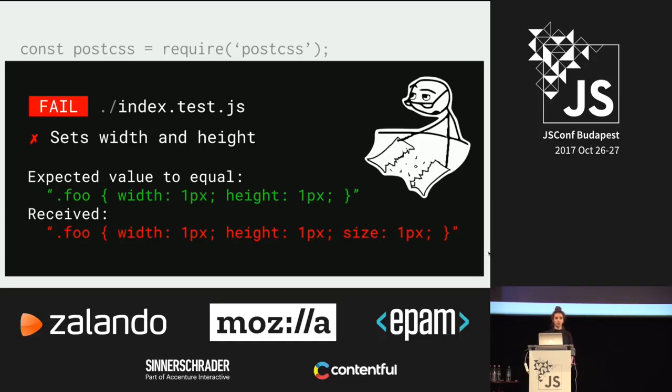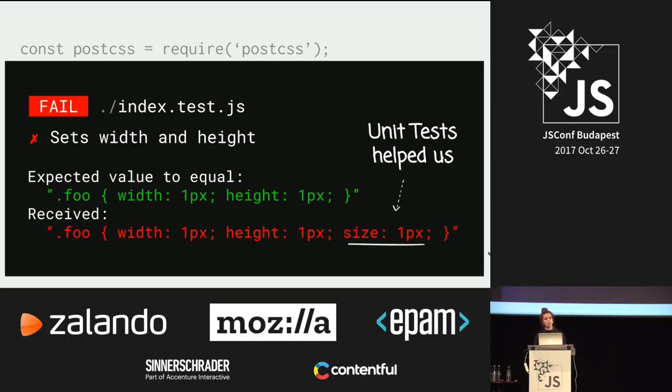CSS errors in the browser are silent, so you will not see "size is not defined" in the console. Besides that, and worse than that, you are having more code than you expect in your production file, and that's not good. So in this case, unit tests help us, because we forgot to remove the size property.